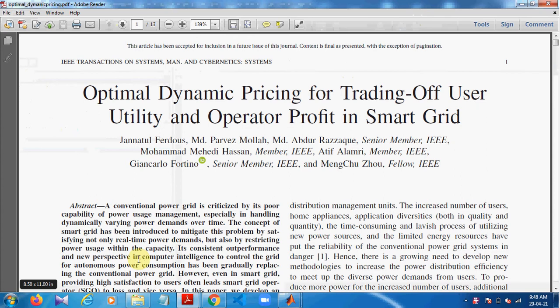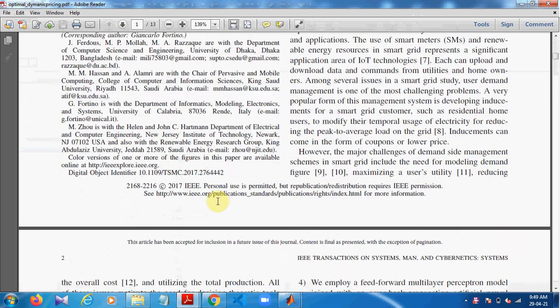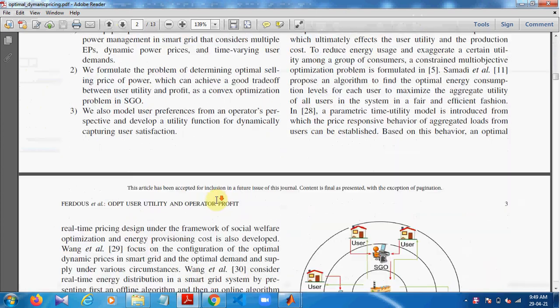Welcome, friends. Today we are going to study one IEEE transition paper based on the power system. The title is Optimal Dynamic Pricing for Trading of User Utility and Operator Profit in Smart Grid. Basically, this project is in power electronic systems, wherein we are trying to find the optimal pricing. The main goal of this project is to increase the profit of SGO, that is the operator, by optimizing various functions. So this is the IEEE transition paper.